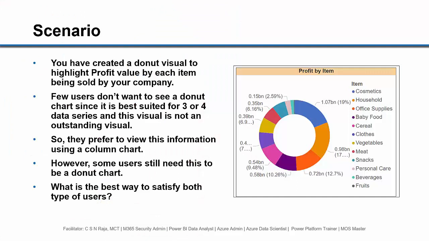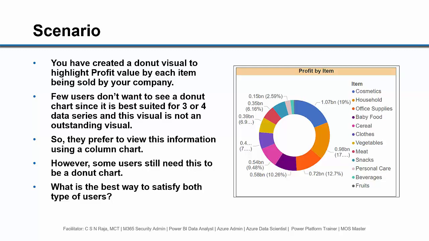This is the scenario. You have created a donut visual to highlight profit value by each item that is being sold by your company. Few users don't want to see a donut chart since it is best suited for 3 or 4 data series only. And this visual is not an outstanding visual in my opinion also. So they prefer to view this information using a column chart.